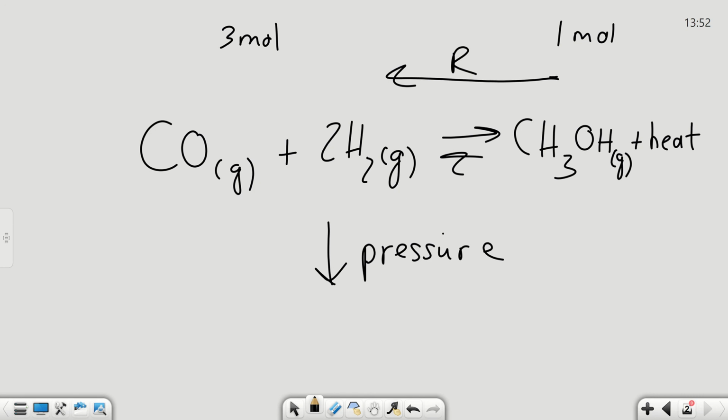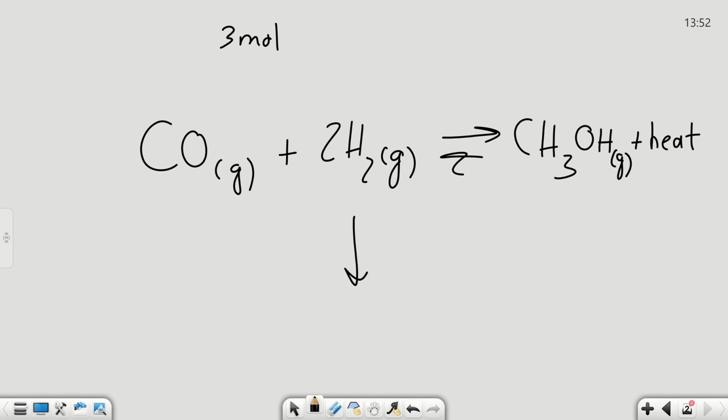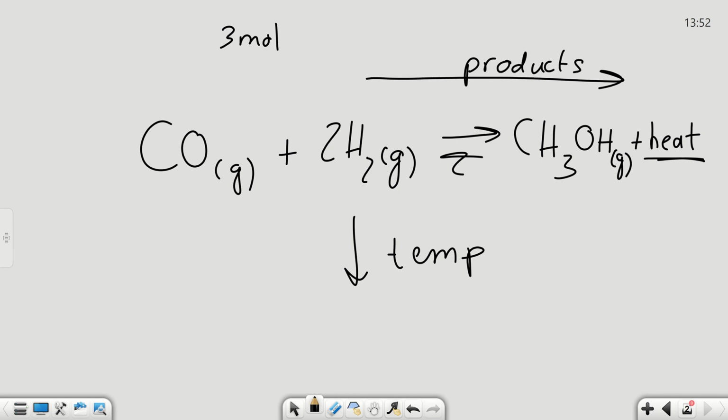All right? Let's say that I decrease the temperature. If I decrease the temperature, I need to look for heat now. Here's heat on the reactant side. Since I'm decreasing temperature, I'm decreasing the amount of heat, so I need to reproduce that, so that's going to move the reaction toward the products. Okay? So those are some good examples there.